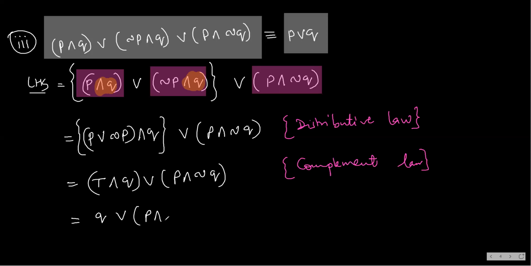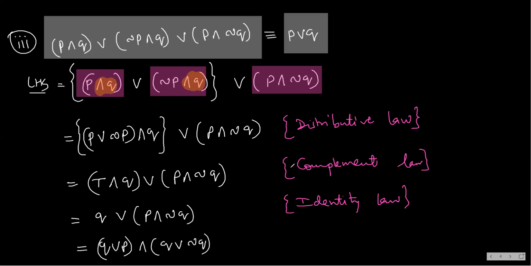So true and Q is Q, or here you have P and negation Q. This is identity law. Which law did I use? I used identity law. Then once again, it is distributive law. Outside I have disjunction, and inside conjunction. So I will write here distributive law and see what I get. I will get Q or P and Q or negation Q. This is again distributive law.